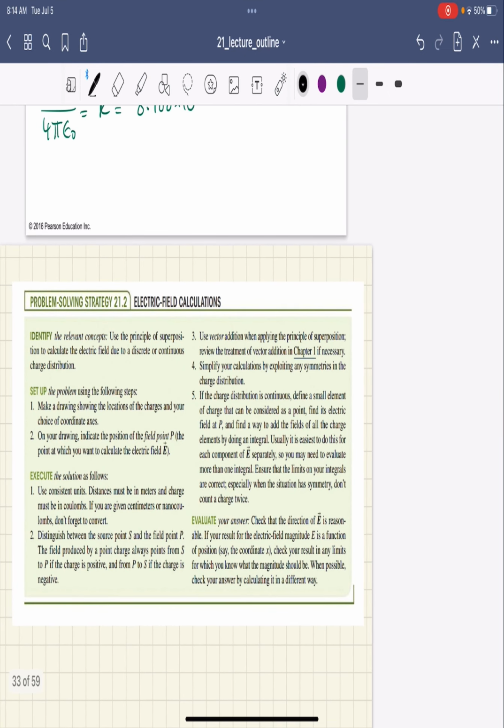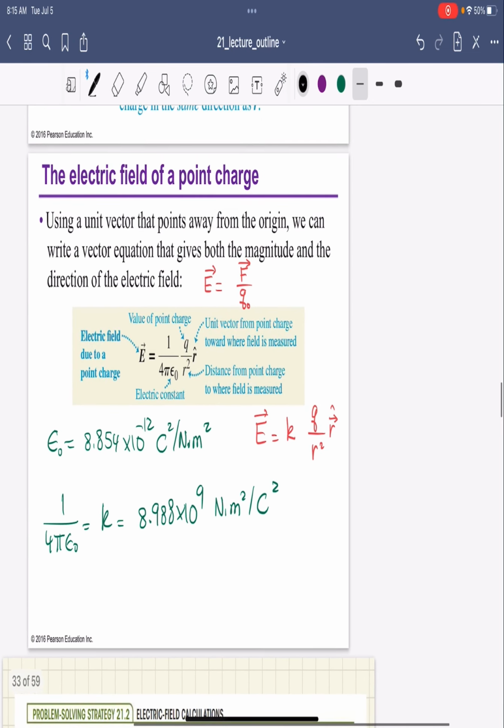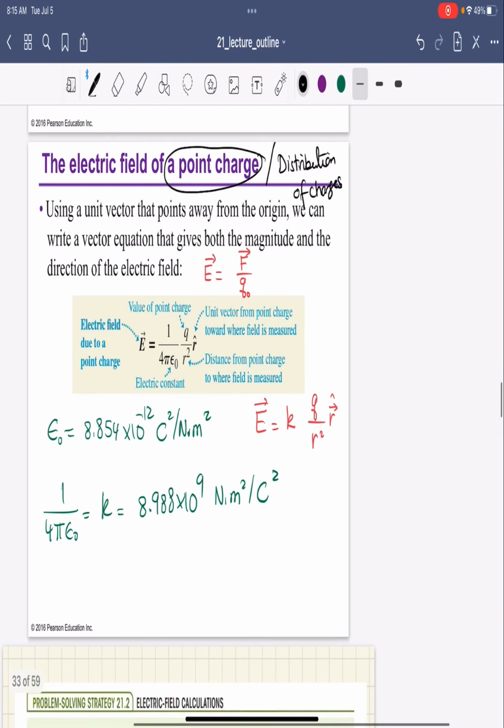This is the calculation of the electric field for a point charge. Now we are going to study how to find it for a distribution of charges. Coulomb's law is good for point charges, but maybe we will get a better way of calculating electric fields for distributions of charges in chapter 22, where we are going to talk about Gauss's law and the idea of electric flux.